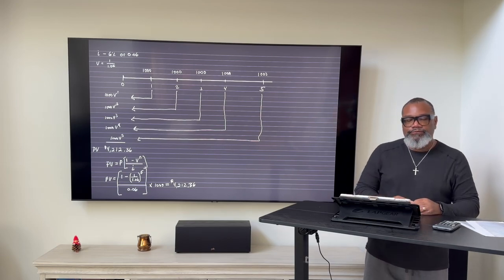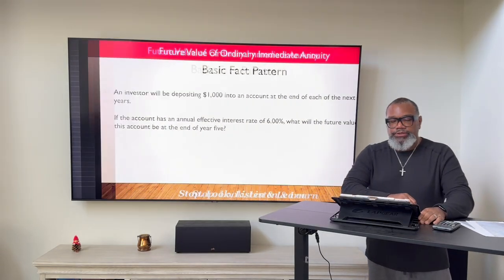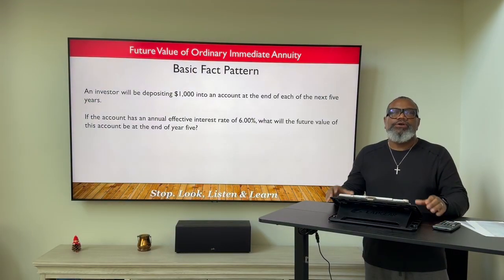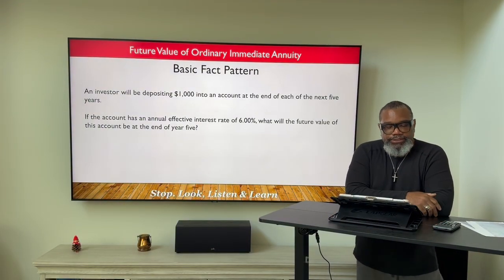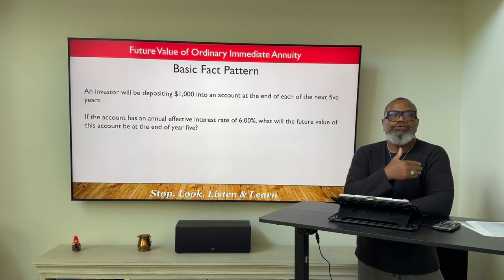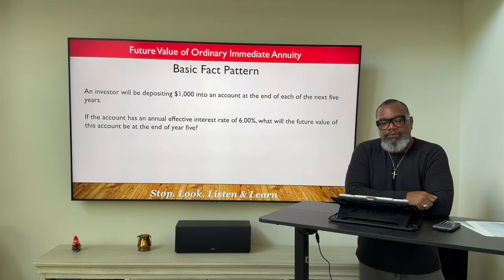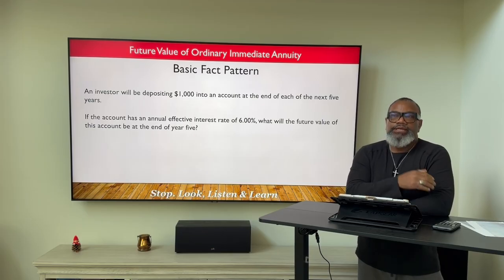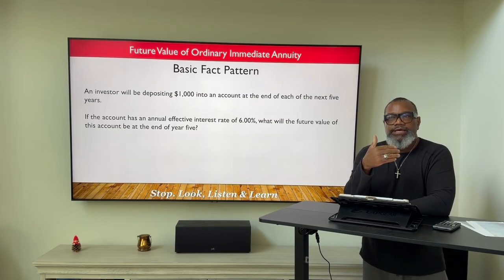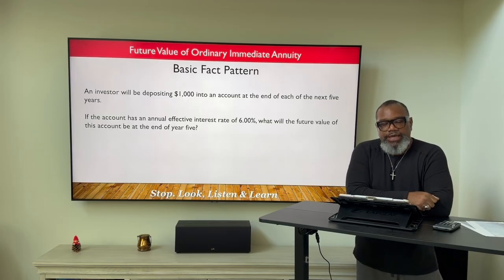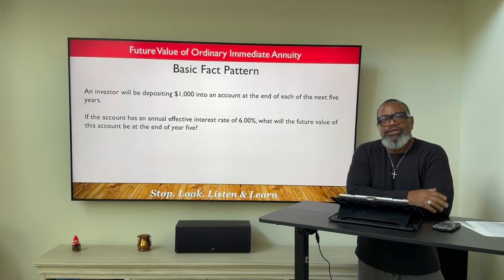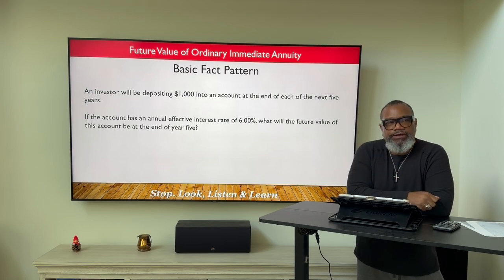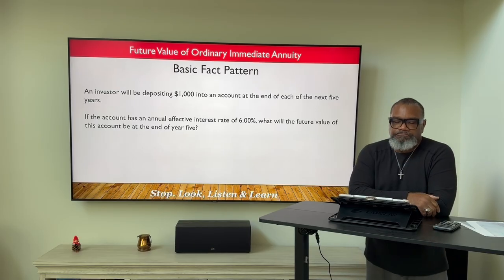So now that we have the present value, let's look at how we can compute the future value of an ordinary immediate annuity. So here, let's look at the basic fact pattern. So now we say an investor is going to be depositing $1,000 into an account, and he or she is going to do that at the end of each of the next 5 years. And again, we're assuming that the annual effective interest rate is going to be 6%. So the question becomes, what will be the future value of that account at the end of the 5th year? In other words, what would be the future value of that annuity?